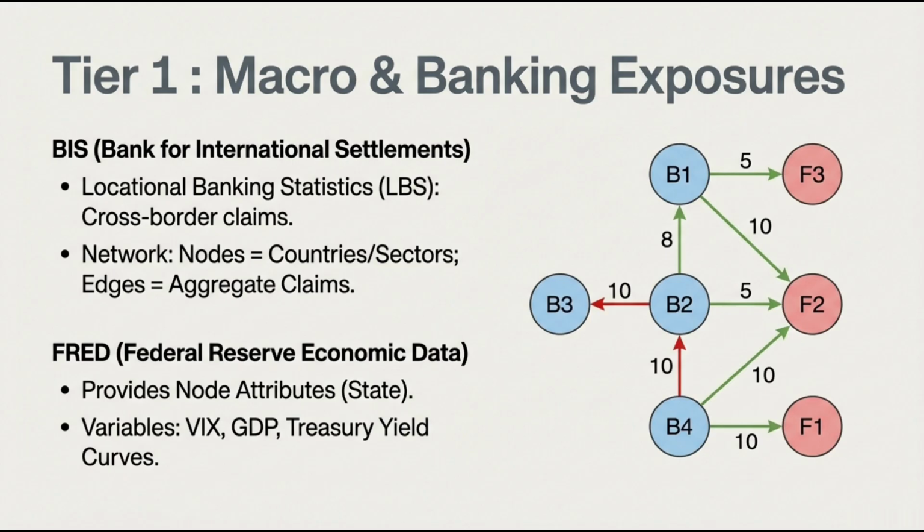FRED plays a different role. It often provides node attributes rather than direct edges. For example, variables like VIX, GDP, and Treasury yield curves can be attached to nodes as macroeconomic state information. So this slide teaches an important design principle. Sometimes one source defines the network links, while another source enriches the nodes with contextual variables. Good financial network analysis often combines both.